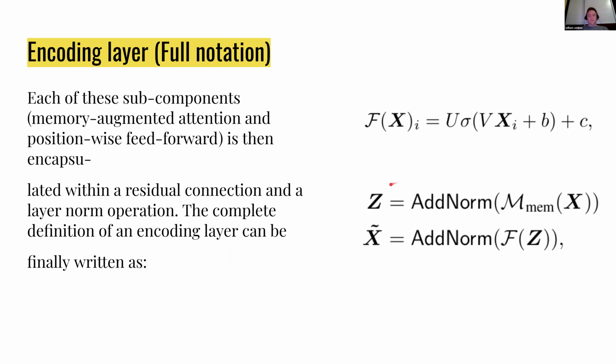And this is the full notation for basically the encoder. So you have this multi-headed attention, and then you have these add norm, which basically just means there's a residual connection here and batch normalization. And then you take the results of the multi-headed attention and you run it through the feed-forward network. And each of these steps has residual connection and batch normalization.